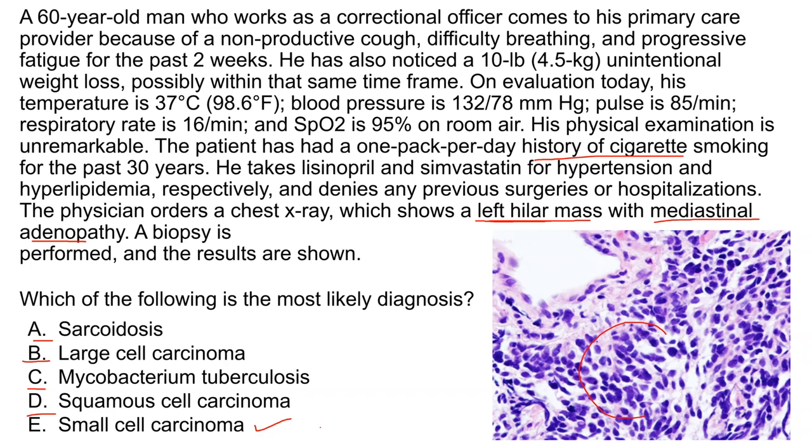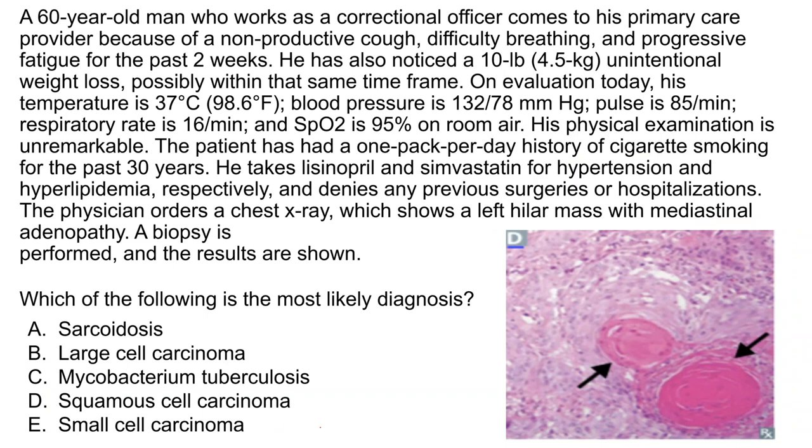So what if the image looks a little different? What if it looks something like this? What would the answer be? So here, what do you see on this picture? Our last picture, we saw the small blue cells on H&E stain. Here we see what is actually a keratin pearl. So what we're looking at here is a keratin pearl. And what are keratin pearls classically seen in? Well, they're classically seen in squamous cell cancer.